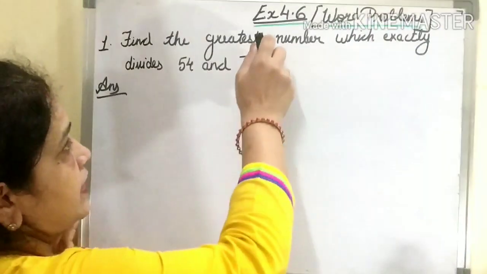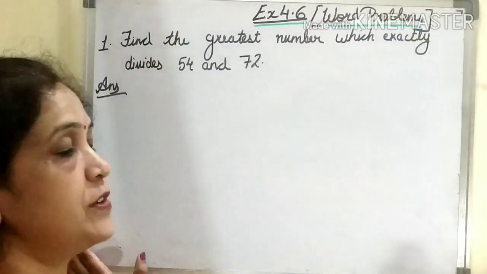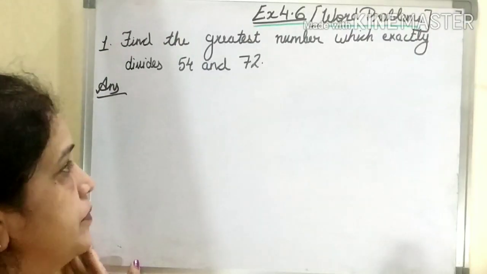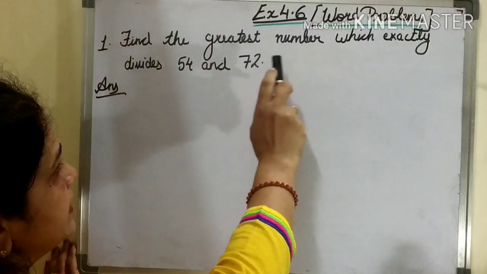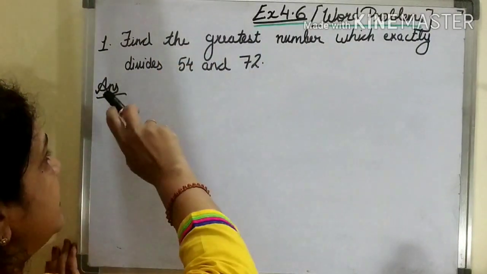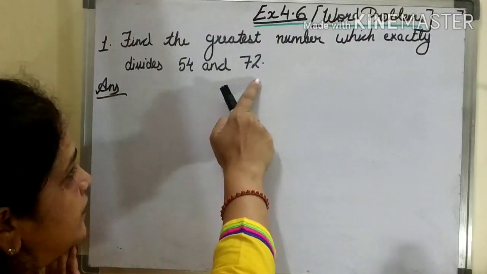Today we are going to start exercise 4.6. They are the word problems related to HCF and LCM. Now how to solve these problems? Now the question is the first one. Find the greatest number which exactly divides 54 and 72.